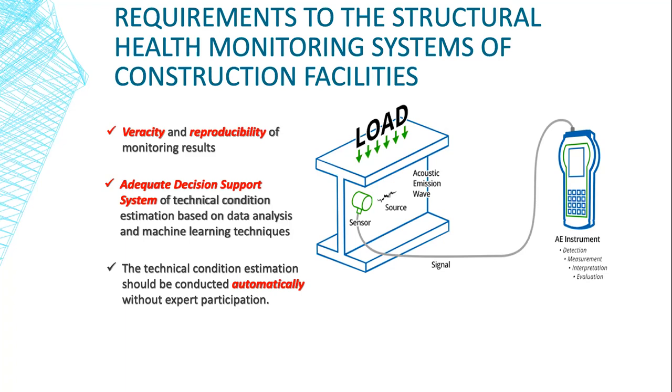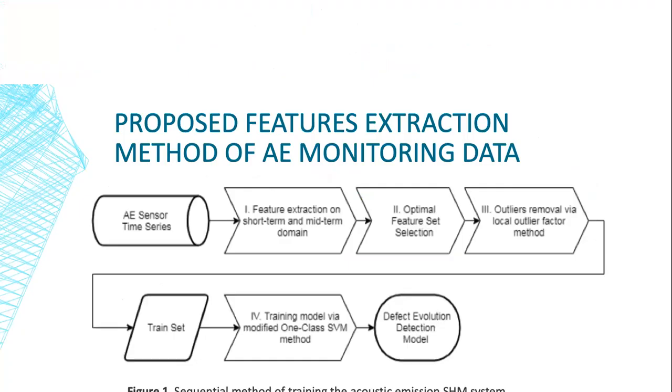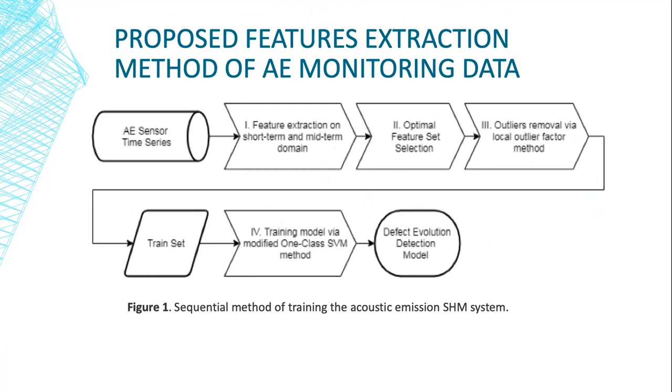Such an approach supposes a training mode that utilizes multivariate data analysis and machine learning algorithms. So in current work, we propose a sequential approach of training the acoustic emissional structural health monitoring system that consists of multiple data preparation and model training stages that allow to build a defect evolution model. It can be utilized to forecast the hazard class of the defect inside the construction facility.